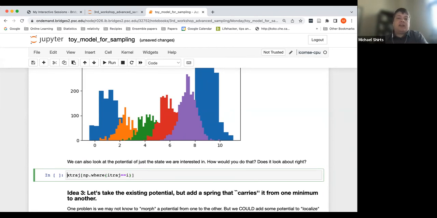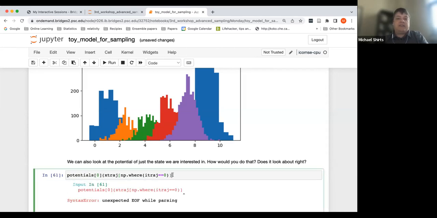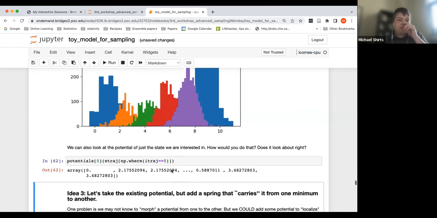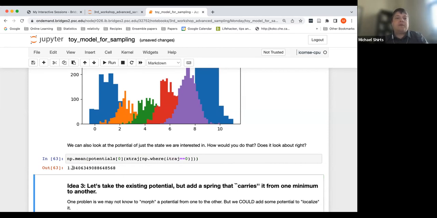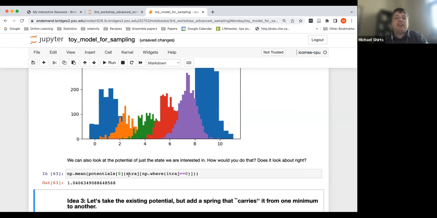We can look at the potential of the states that do happen to be in trajectory, and we see that, oh yeah, okay. If we look at the average potential, yeah, it should be about 1.3. It's 1.04. So it is correct. If we look at just the configurations that have that state, they have the correct Boltzmann distribution.